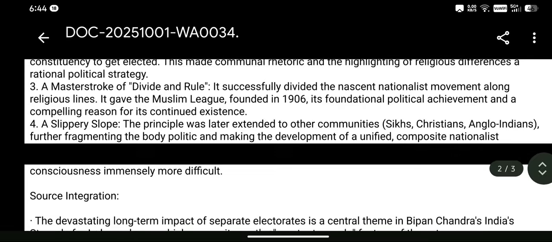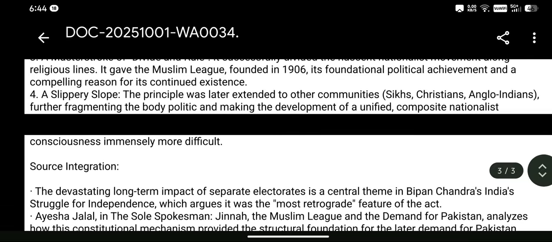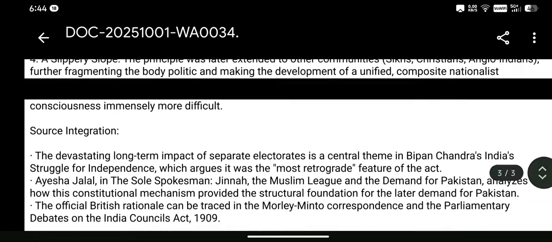A slippery slope. The principle was later extended to other communities, Sikhs, Christians, Anglo-Indians, further fragmenting the body politic and making the development of a unified composite nationalist consciousness immensely more difficult.